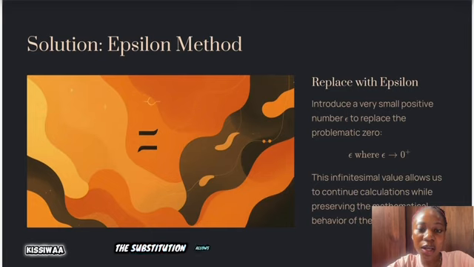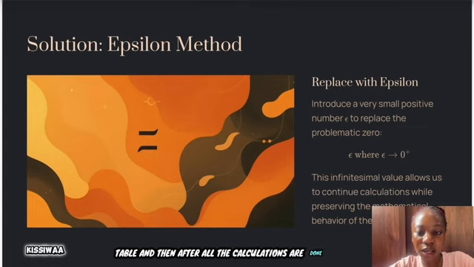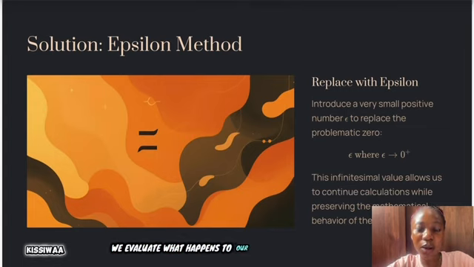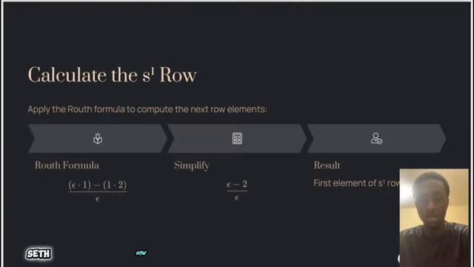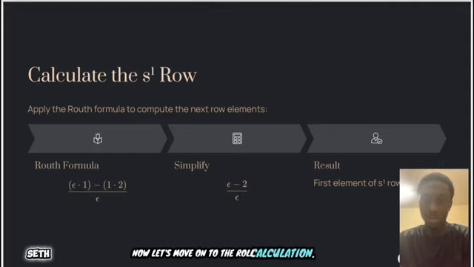The substitution allows us to complete the entire Routh table, and then after all the calculations are done, we evaluate what happens to our results as epsilon approaches positive 0. The signs of the terms in the first column reveal the stability. Now let's move on to the row calculation.